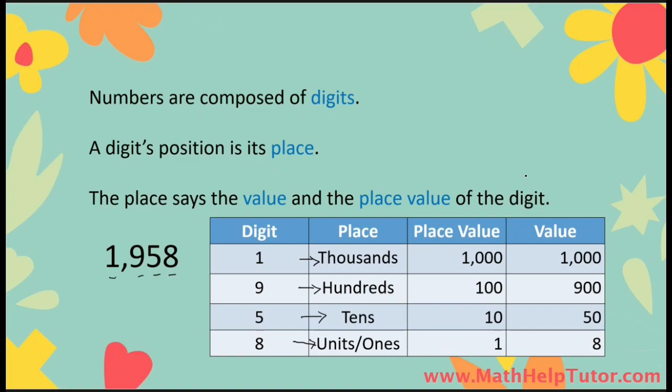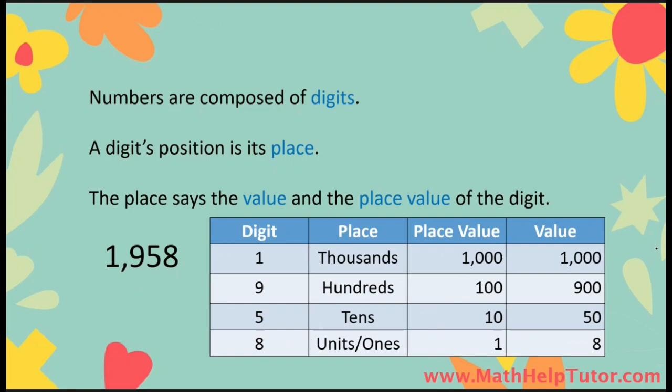So place value of the units place or ones place is 1. So this is the place value of the ones place. It's 1. For the tens place, the digit 5 is in the tens place, and the place value is 10. For the digit 9, which is in the hundreds place, its place value is 100. And for the digit 1, which is in the thousands place, the place value is 1000.